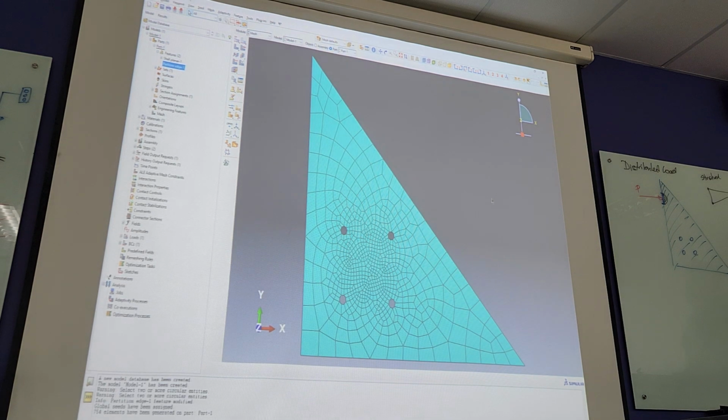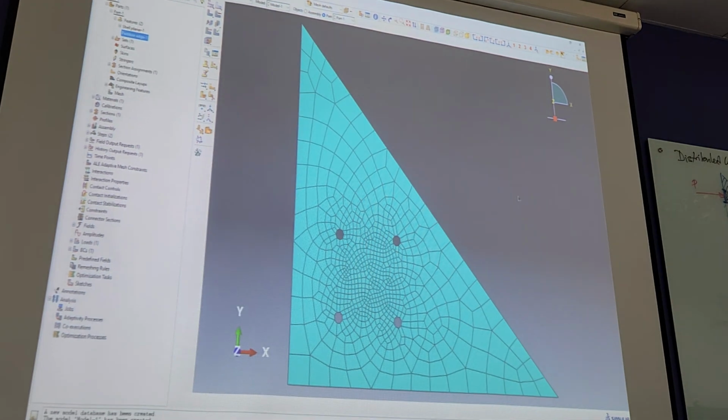Where's our area of interest? Here. So this bit here, that space, or more precisely, probably those. That is the region of interest. That is the place of interest. So you would expect to have at least in those regions a finer mesh.